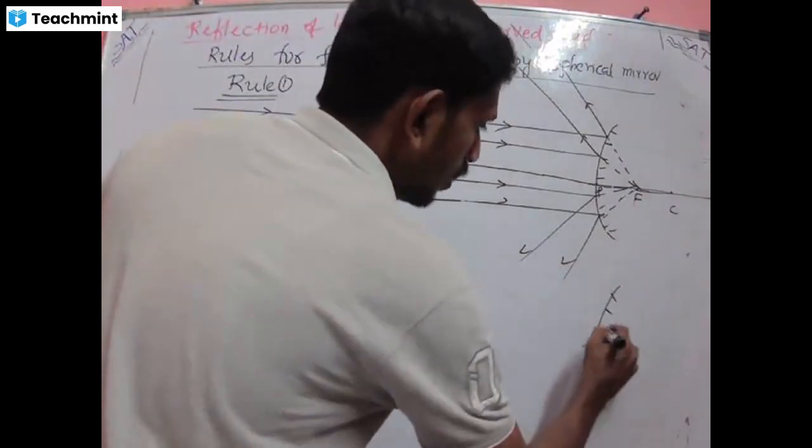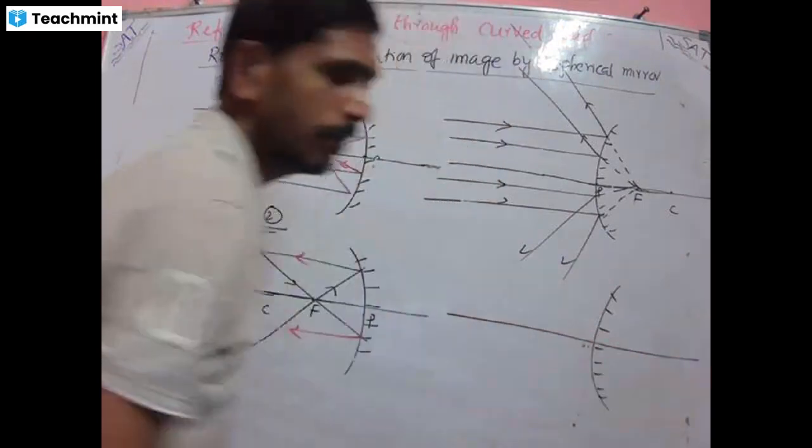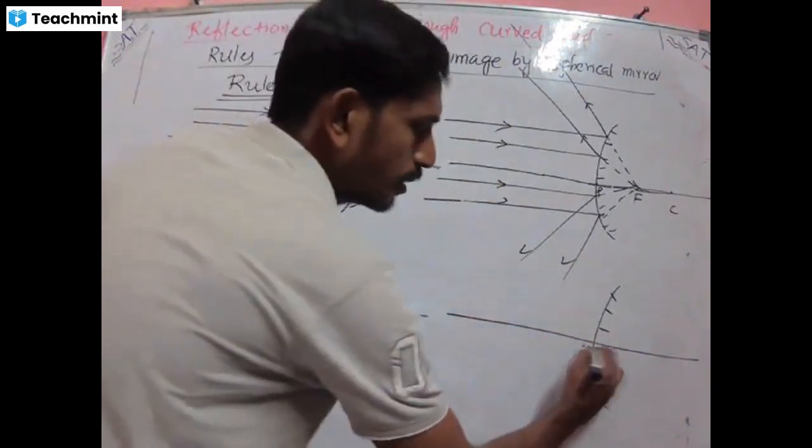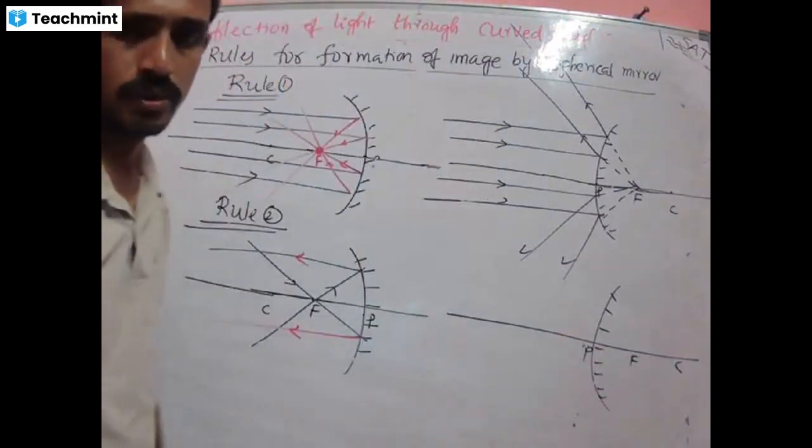This is my convex mirror. This is my principal axis. This is the pole. This is the center of curvature. This is my principal focus.